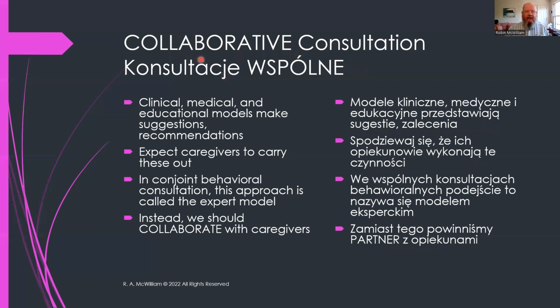In collaborative consultation, that is how we interact with the caregivers, whereas the clinical, medical, and educational models make suggestions and recommendations and sort of expect the caregiver to carry those out. In conjoint behavioral consultation, this approach is called the expert model. Instead, we should collaborate with caregivers.